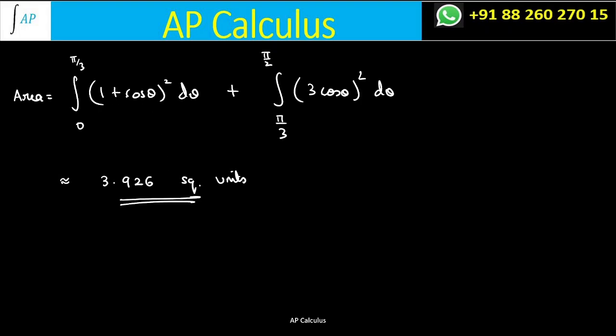Now, if you want to do the same calculation manually, in the previous question we have done a similar type of calculation. Just expand it using (a plus b) whole square and replace cos square theta with (1 plus cos 2 theta) by 2, and then you can integrate it. If you want the detailed working, just comment down below and I'll share the detailed working also.